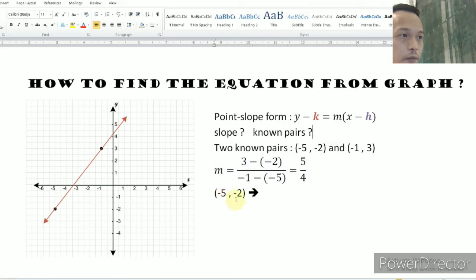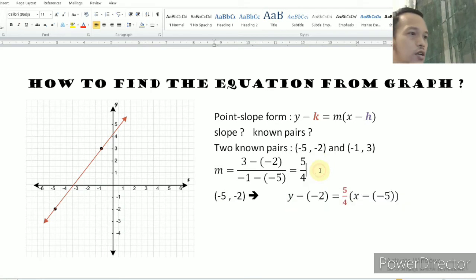Okay, so for the first example, I will use negative 5 comma negative 2. Since the ordered pair that I know is negative 5 comma negative 2, and the slope is 5 over 4, I'm just putting all of this information into the form. Okay, h comma k. So this is the h, this is the k, and this is the slope. I hope this is clear. And then you can simplify it. In the end, you have the equation.